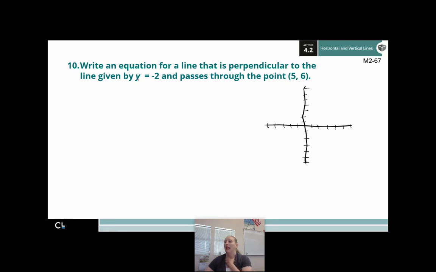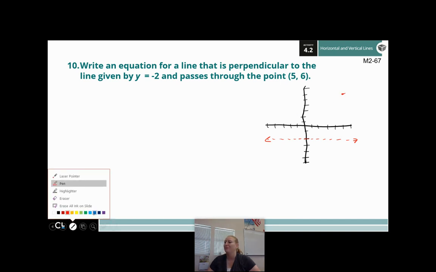So I was given the line y equals -2. So here's my y-axis and -2 is right there. So I need to draw y equals -2. So it looks like they gave me a horizontal line. I need to be perpendicular to that. And it's supposed to pass through the point 5, 6. So 1, 2, 3, 4, 5, 6. So right about there. This is not the best point I've ever made. But did you get the point?